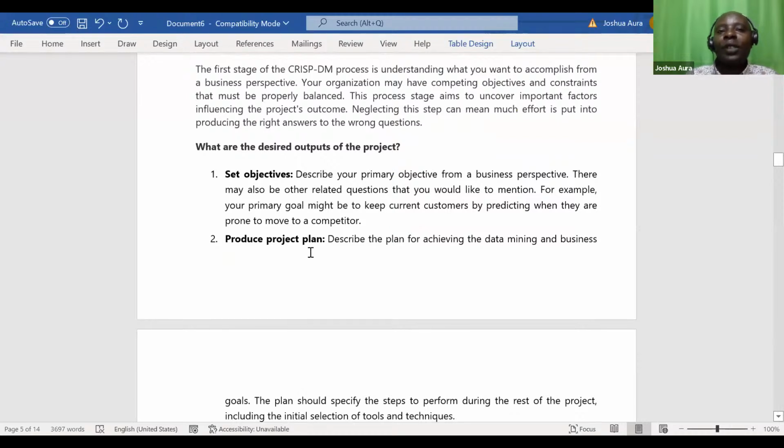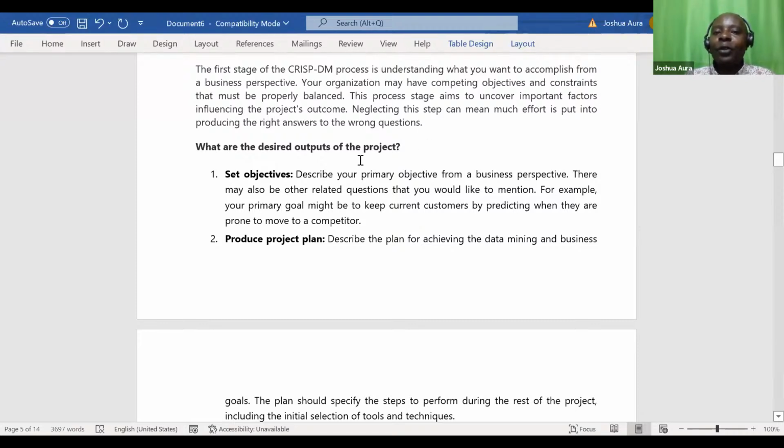The first stage of the CRISP-DM process is understanding what you want to accomplish from a business perspective. Your organization may have competing objectives and constraints that must be properly balanced. This process stage aims to uncover important factors influencing the project's outcome. Failing to understand the business whose data you want to analyze will be the worst decision ever. Neglecting this step can mean much effort is put into producing the right answers to the wrong questions.